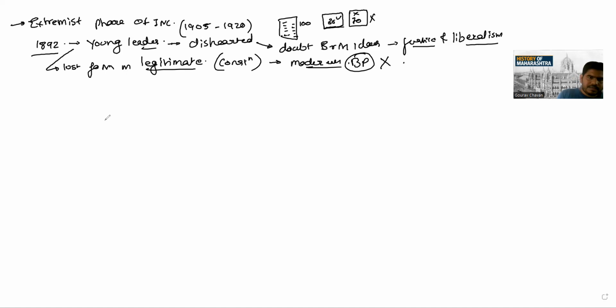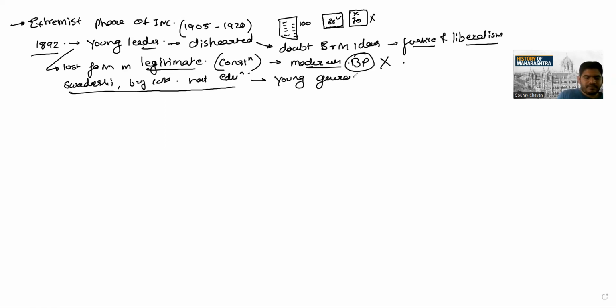That is, we should go with Swadeshi. We should go with boycott. We should go with national education, promoting Indian things. What they were saying, we should go by promoting the Indian things. So generally these were the ideas propagated by the young generation of that time.